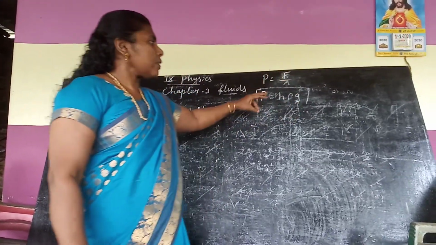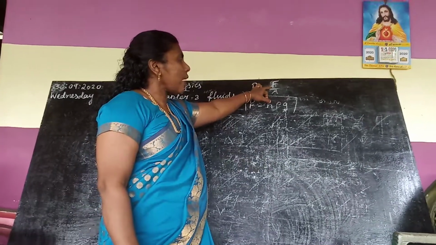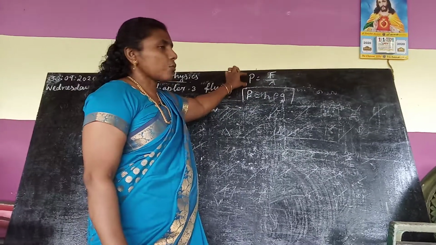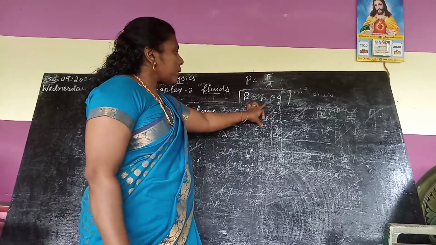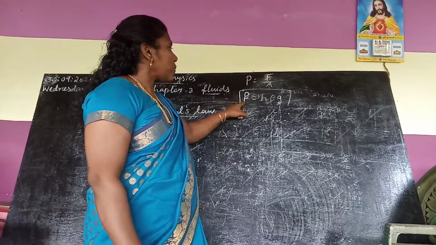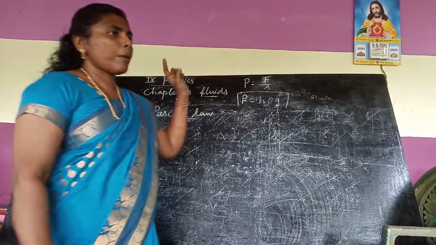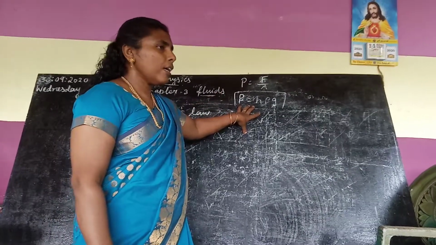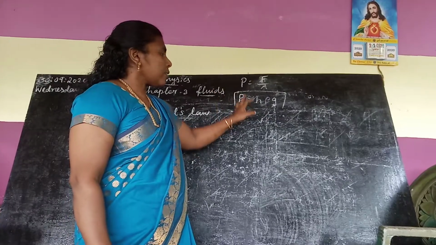By using these two formulas, in a problem, suppose force and area of cross section are given, we have to use the formula P equals F divided by A. Suppose height and density are given, we have to use the formula P equals H rho G. These are problems number 1 and 2. Example problems 1 and 2 I already told. So just substitute and write the answer and unit.